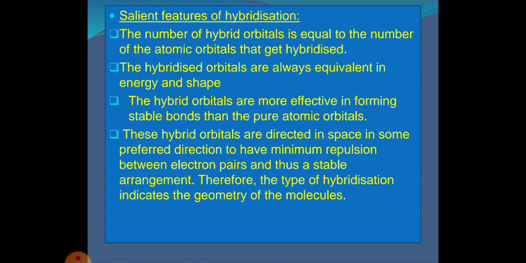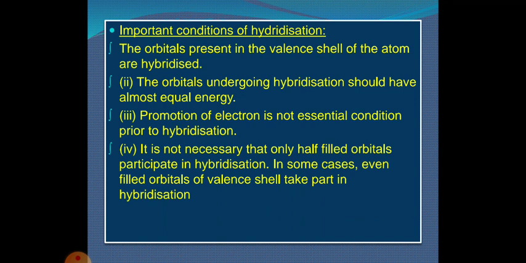The hybrid orbitals are more effective in forming stable bonds than pure atomic orbitals. After the formation of hybrid orbitals, the orbitals formed have more effectiveness than the original ones. These hybrid orbitals are directed in space in some preferred direction to have minimum repulsion between the electron pairs and thus a stable arrangement. Therefore, the type of hybridization indicates the geometry of the molecules. Hybridization will decide the geometry of the molecule which is going to be formed.